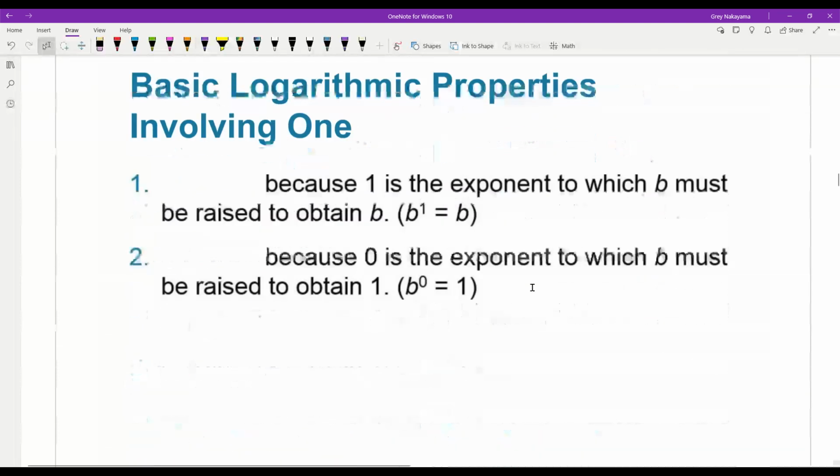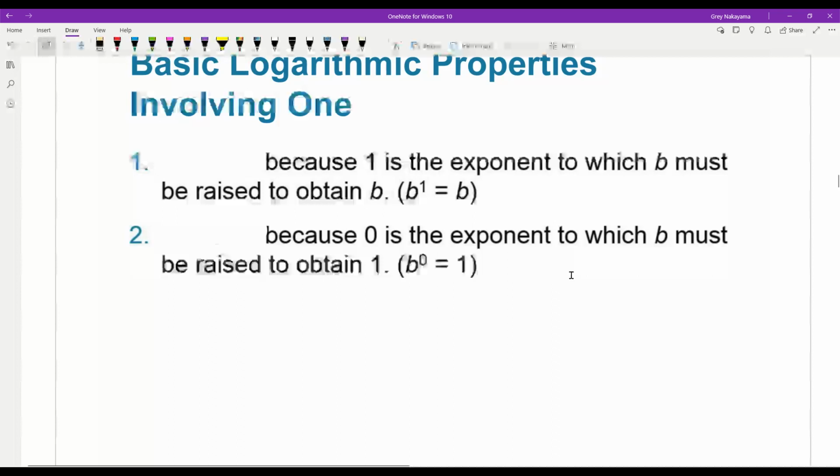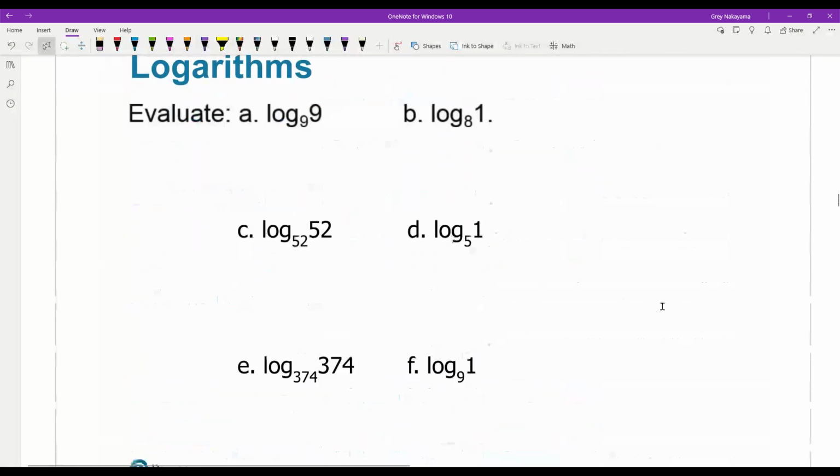All right, basic log properties that you want to be familiar with involving the number 1. First off, whenever the base, if these two numbers are the same, it's going to be 1. That's what that little 1 is, because it's still the exponent, as I mentioned. And the other thing you need to remember is that log of 1, no matter what the base is, is 0. So look at these examples.